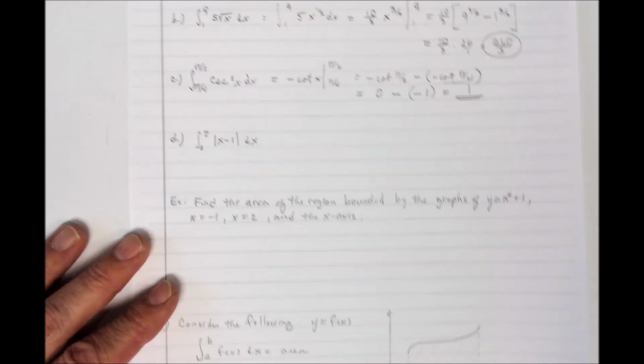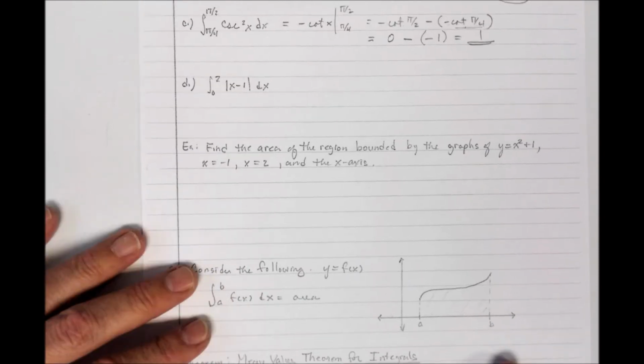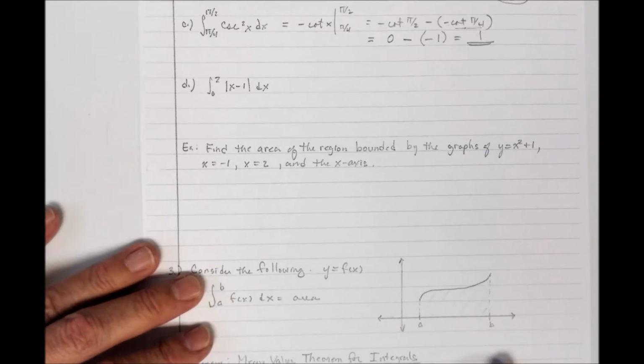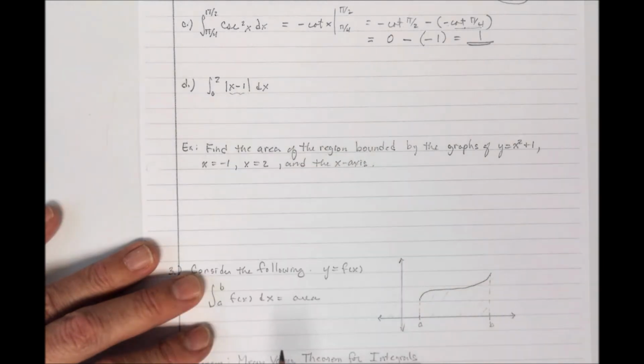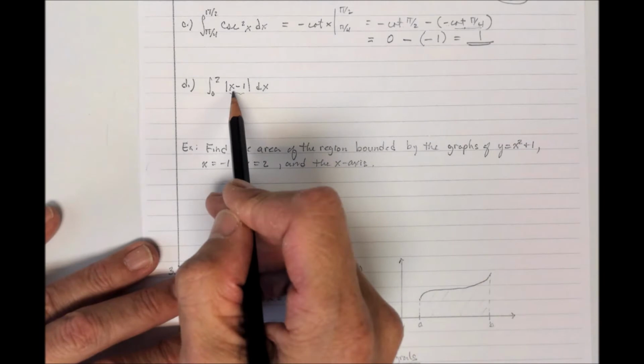Now this next guy is a little different because of the absolute value bars. I just can't integrate this with absolute value bars. I don't have a formula for that. So I have to somehow get rid of the absolute value bars. Now think about what's going on here inside the absolute value bars, x minus 1. X minus 1, the key value here is 1. Because if I put 1 in, I get 0.